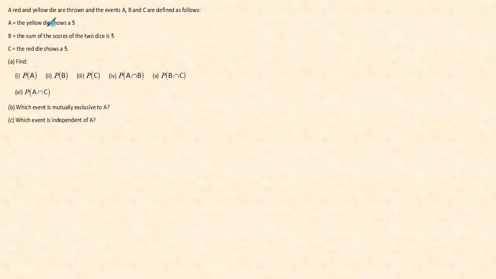A red and yellow die are thrown, and the events A, B and C are defined as follows. Event A is the yellow die shows a 5. Event B is the sum of the scores of the two dice is 5. And C is the red die shows a 5. We want to find the following probabilities.